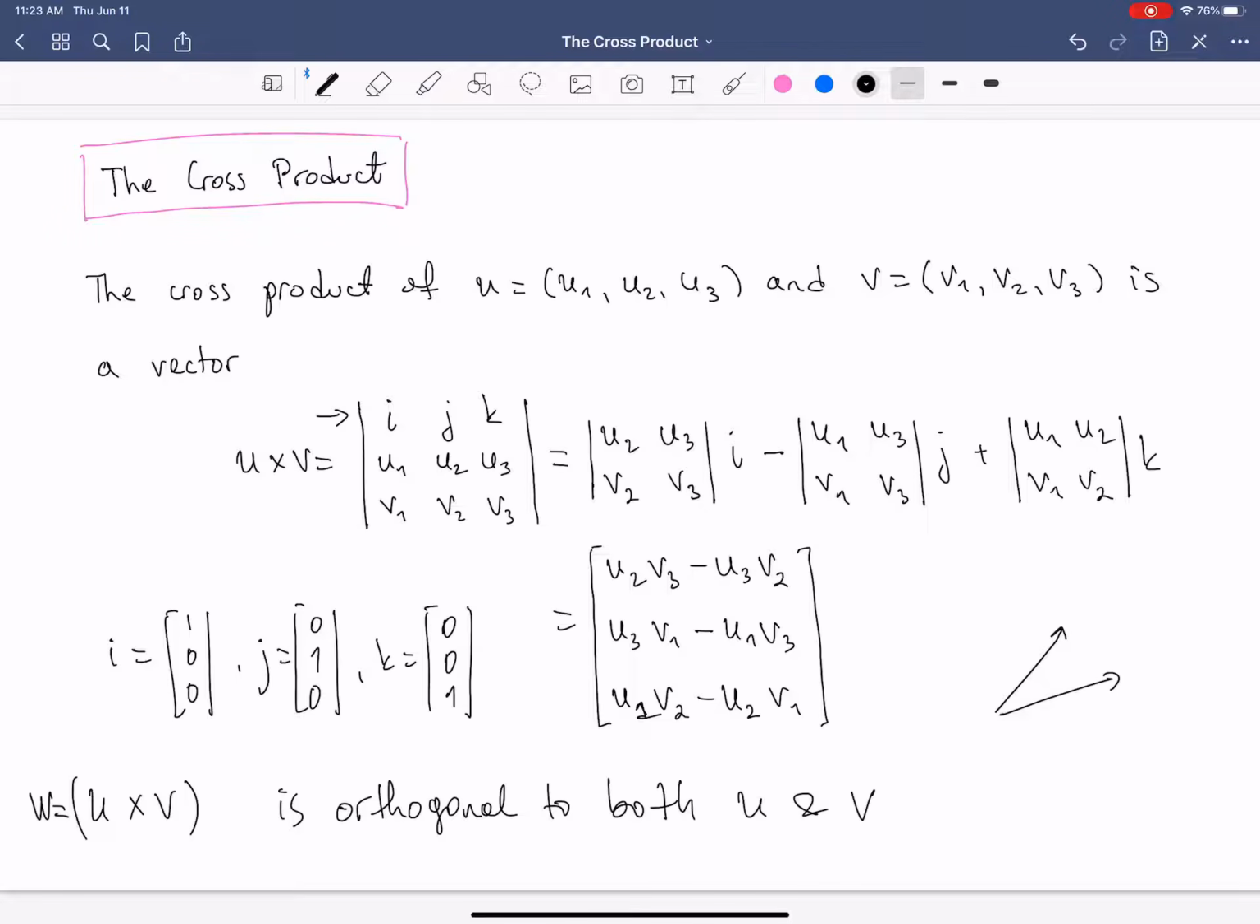By the way, I failed to mention one thing. The cross product is only defined for vectors in R3. So the vectors u and v must be in R3. It's not defined for R2, it's not defined for R4. It only works in R3. Okay, so this is something special for vectors with 3 components.